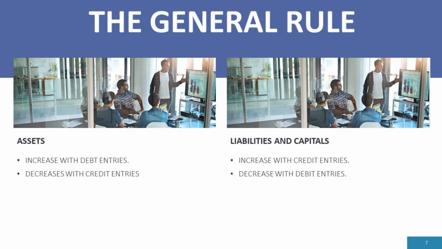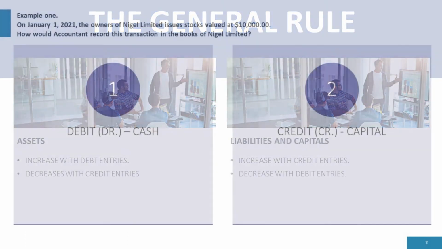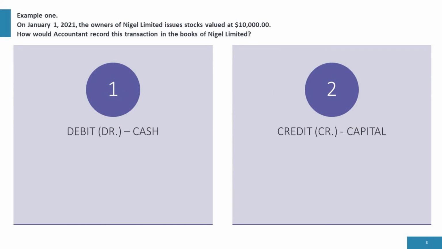Question. On January 1, 2021, the owners of Nigel Limited issue stocks valued at $10,000. How would the accountant record this transaction in the books of Nigel Limited? The first step is to figure out how the transaction will affect the different elements of the accounting equation. Whenever a transaction increases an asset, which in this case would be cash, a debit entry is made to the cash account. Whenever a transaction increases a capital, which in this case would be the capital account, a credit entry is made to that account. Hence the correct answer would be to debit cash and credit capital stock.